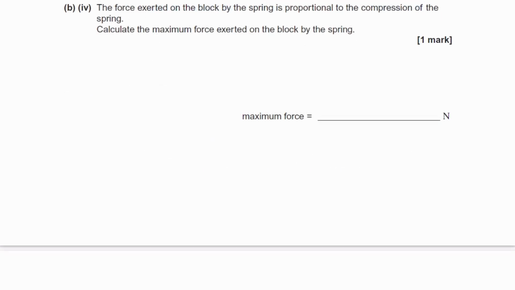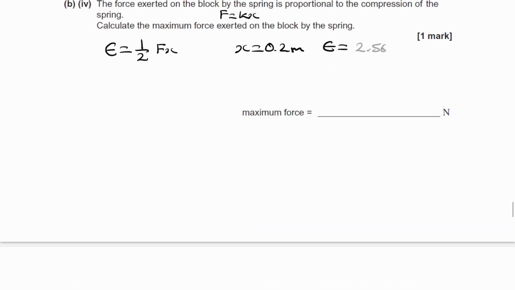And the final part, the force exerted on the block by the spring is proportional to the compression of the spring. So that's basically saying F is equal to kx. Calculate the maximum force exerted on the block by the spring. So again, we don't have the spring constant, so we can't use F is equal to kx, but we now have the energy stored in the spring, so we can use E is equal to a half Fx. When the spring is compressed by a distance of 0.2 meters, the energy stored was 2.56 recurring joules, and then we can just rearrange this for F. F is equal to 2E over x, which is 26 newtons.